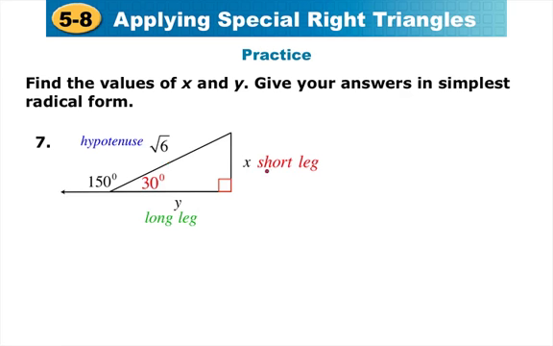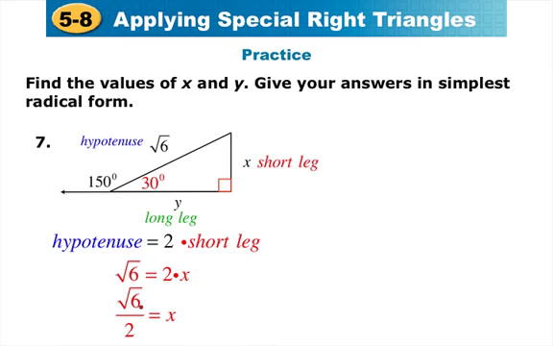So I'm going to find the short leg first. I have the relationship between the hypotenuse and short leg. This is the formula you saw. I substitute. Hypotenuse is radical 6. Short leg is x. So I divide both sides by 2, and I get radical 6 over 2. At this point, we're done. You don't have to rationalize because this is not a radical in the denominator. This is just 2. This is not radical 2, it's just 2. So we're done with x. Now I need to find y.